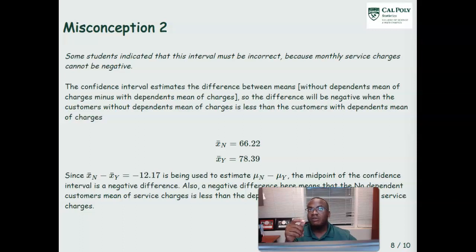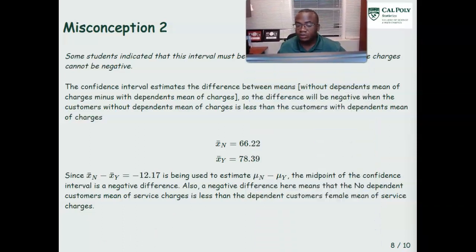If the sample mean of no is less than the sample mean of yes, and you take the difference by subtracting yes from no, it's going to have a negative difference. Again, we're after the difference, not the actual average monthly charge of just one of the category levels. That's important to know. Since our difference is negative 12.17, that's our estimate of the difference between the population means of no and yes, which is the midpoint of the confidence interval. A negative difference here means that the no-dependent customers' mean of service charges is less than the dependent customers' mean of service charges. It's important to also note that.